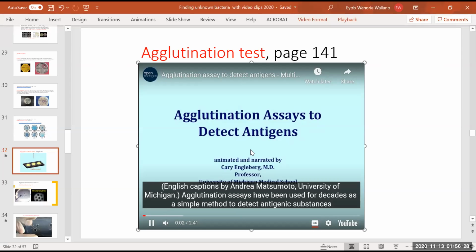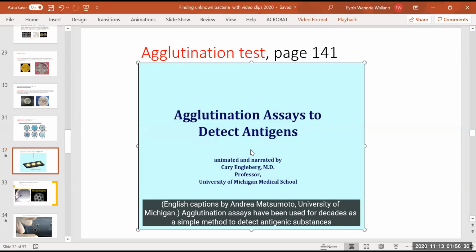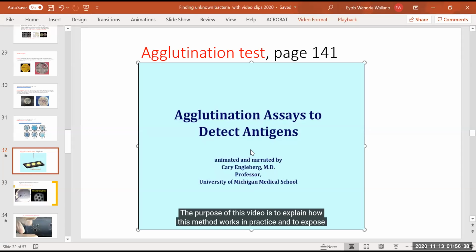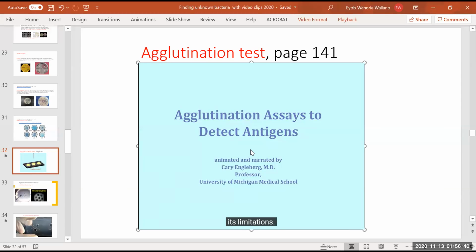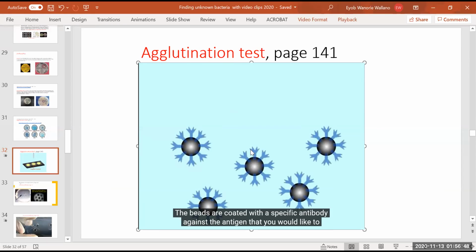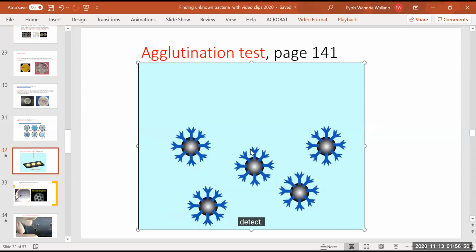Agglutination assays have been used for decades as a simple method to detect antigenic substances in biological samples. The purpose of this video is to explain how this method works in practice and to expose its limitations. The agglutination assay uses tiny particles, most often latex beads. The beads are coated with a specific antibody against the antigen that you would like to detect.